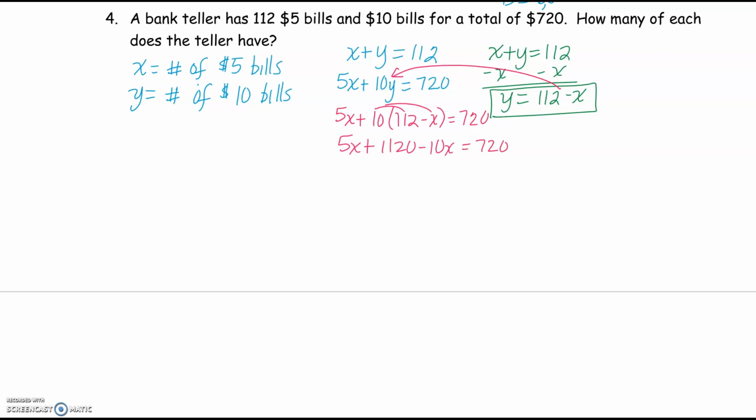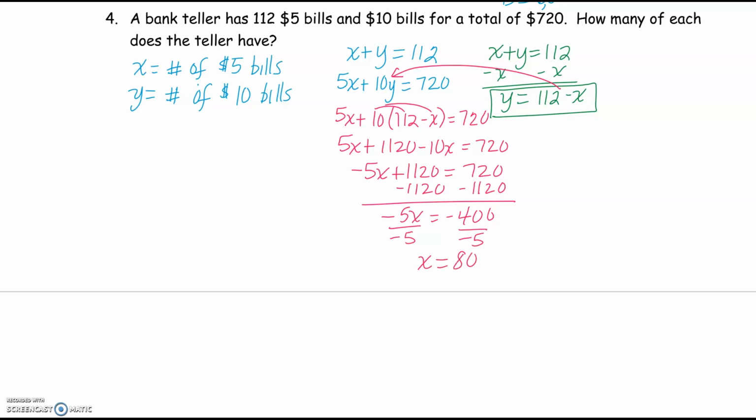Combine your like terms. 5X minus 10X is negative 5X. And then you're going to go ahead and move your 1,120 to the other side. And you're going to get negative 5X equals negative 400. You're going to divide by negative 5 and get X equals 80. So we know we have 80 $5 bills.